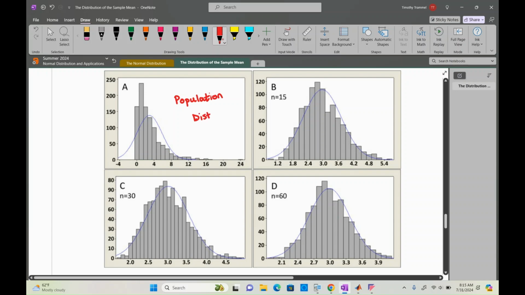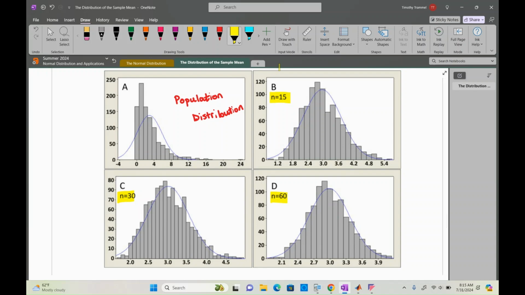Here in box A. The rest of these are sampling distributions. All right. And so here's the deal. That population, it's skewed to the right. But what I want you to see with these sampling distributions is they are all approximately normal.